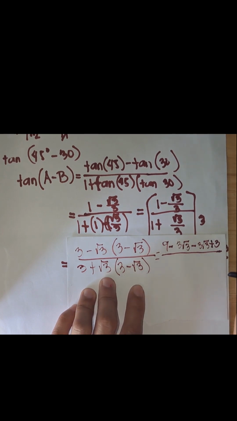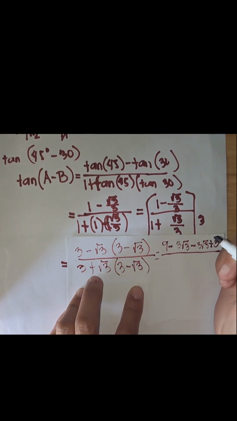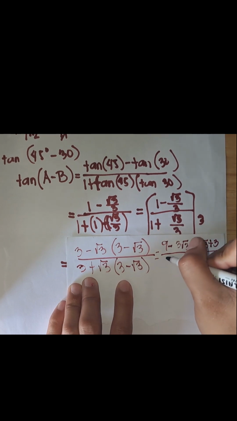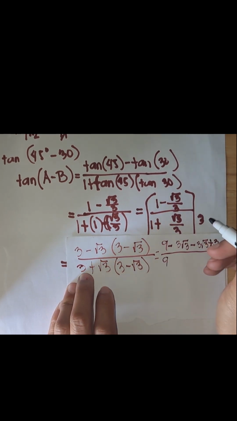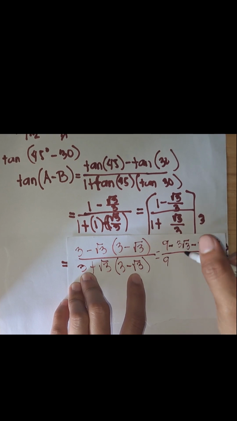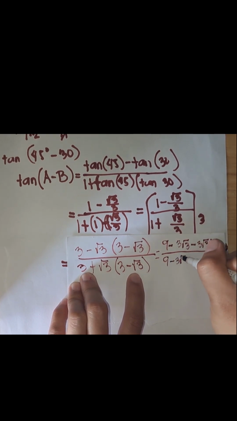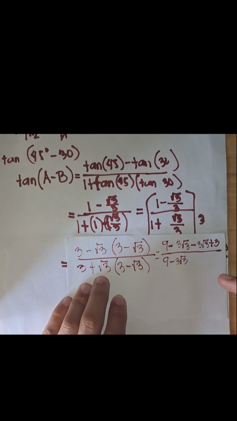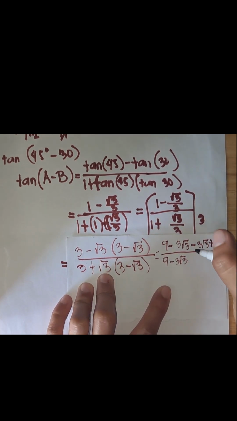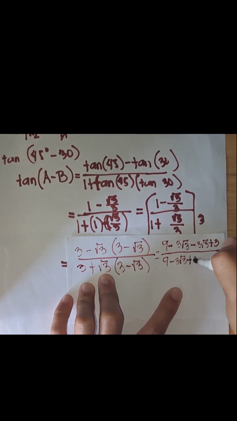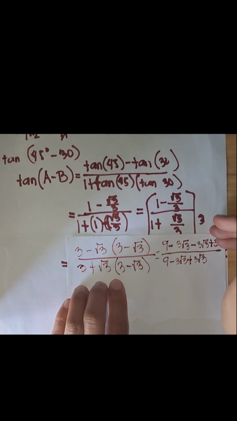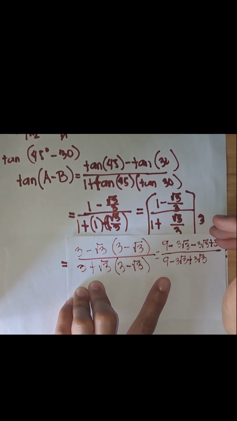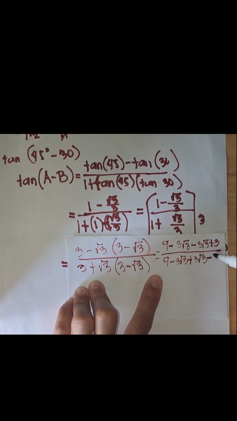Then in our denominator, we have 3 times 3, which is 9. Then 3 times negative root 3 is negative 3 root 3, and the positive root 3 times 3 gives a positive 3 root 3. And the last one is positive root 3 times negative root 3, so we have a negative 3.